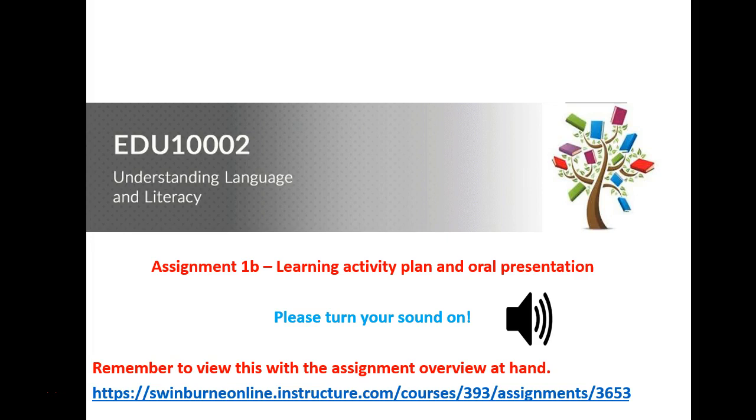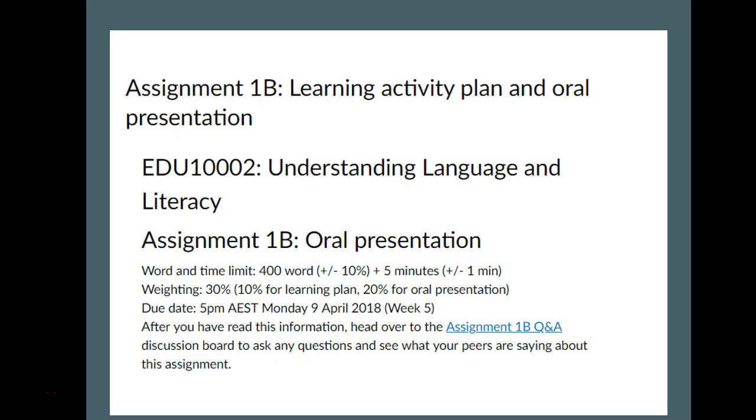This is our Flip Collaborate session for Assignment 1B, Learning Activity Plan and Oral Presentation. So we're going to have a look at the nitty-gritty in regards to the information for the activity plan and oral presentation. You can see there is a 400 word limit plus or minus 10% and a 5-minute limit plus or minus 1 minute for your oral presentation. It's due on Monday the 9th of April, which is week 5, approaching very quickly, at 5 p.m. Just take note that it is Australian Eastern Standard Time. The whole weighting is 30%.